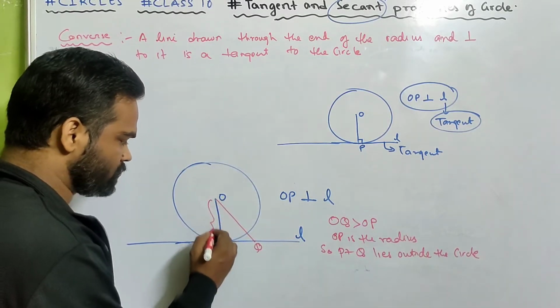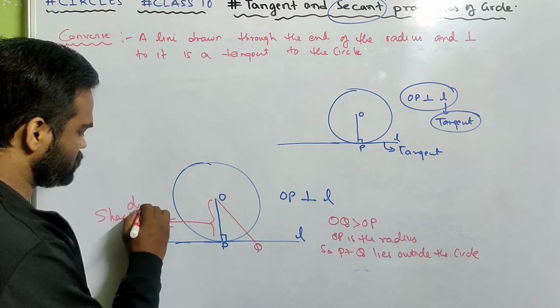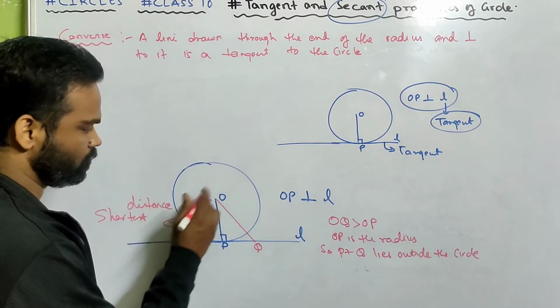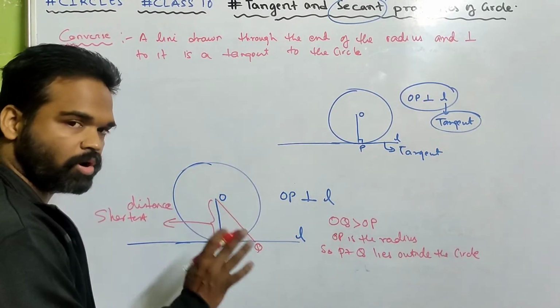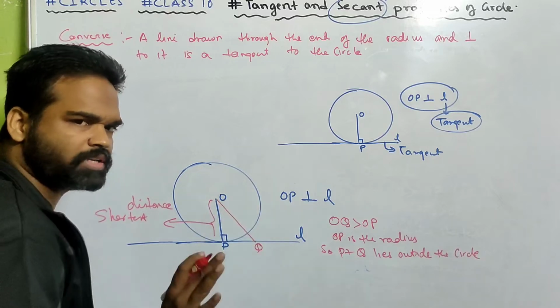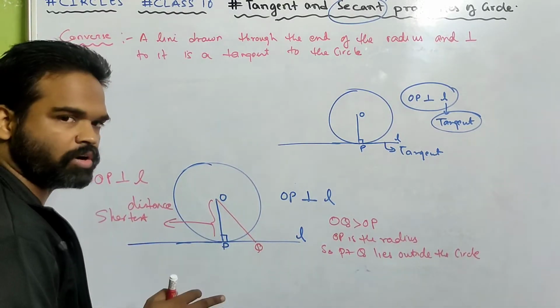And OP is the shortest distance. This is the shortest distance. Yes or no? From O on this line L, OP is the shortest distance because it is perpendicular. OP is perpendicular to L, which means it is the shortest distance.